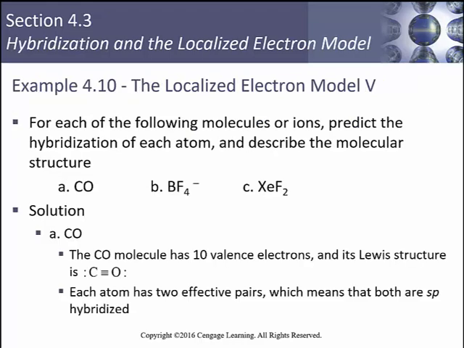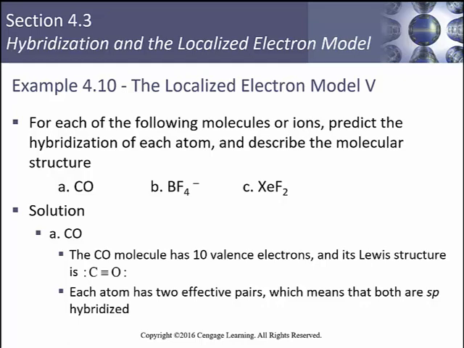Let's look at an example. For each of the following molecules or ions, predict the hybridization of each atom and describe the molecular structure. So we're going to do carbon monoxide, boron tetrafluoride anion, and xenon difluoride. We'll start off with carbon monoxide.